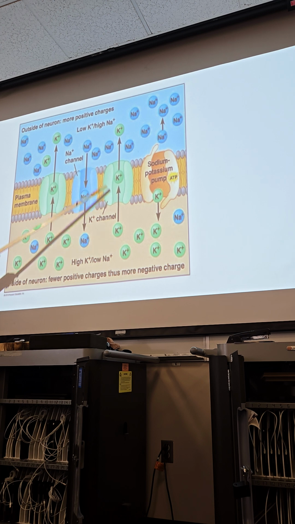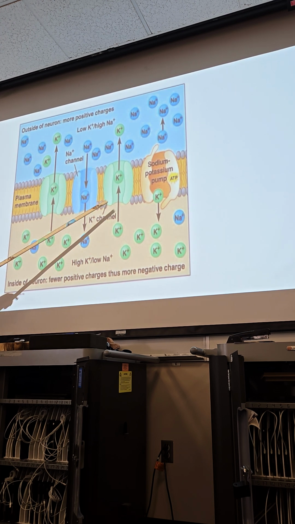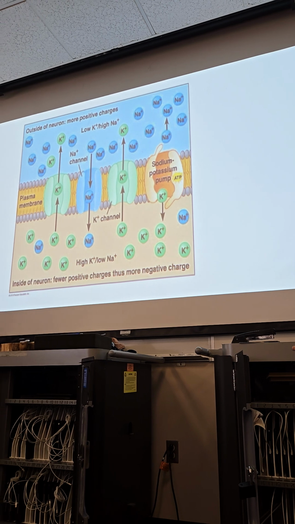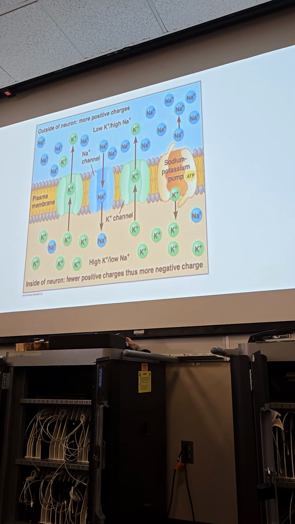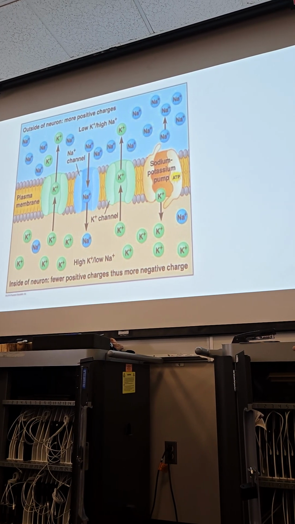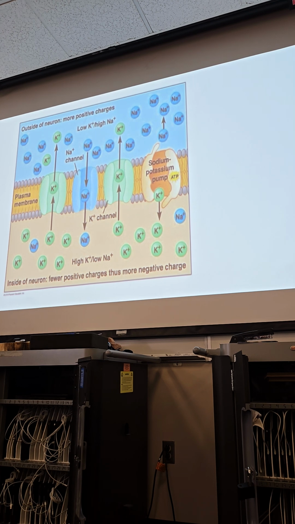This is going to go from high to low concentration, high to low, high to low. This is going to push it against its concentration gradient, so it's going to move it upstream. So it's going to require energy. So potassium is just flowing. It's going to want to go to equilibrium.